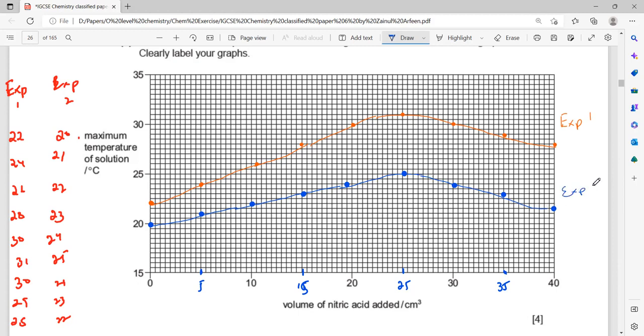This is for experiment 2. So these are the two graphs. One is for experiment 1, another one is for experiment 2. As I mentioned, smooth line, so you don't need a ruler or scale here. Don't use a ruler to join from one point to another. Use a free hand.